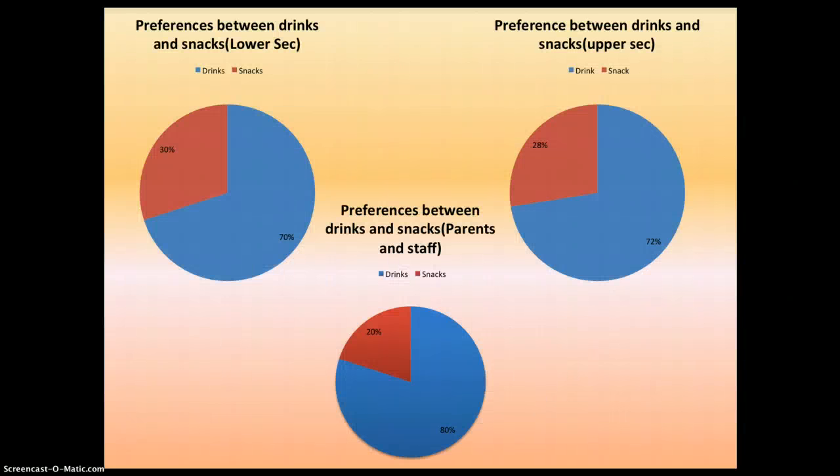The first pie chart represents the preference of drinks and snacks for the lower sec. The red part represents snacks while the blue represents drinks. The second pie chart represents the preference of drinks and snacks for the parents and staff. The red represents snacks while the blue represents drinks. The last pie chart represents the preference of drinks and snacks for the upper sec. The red represents snacks while the blue represents drinks.